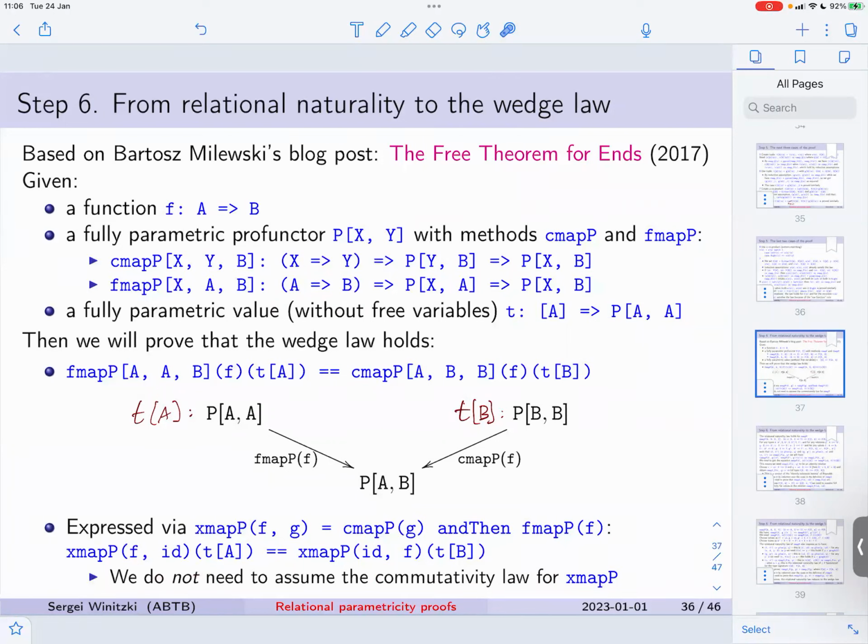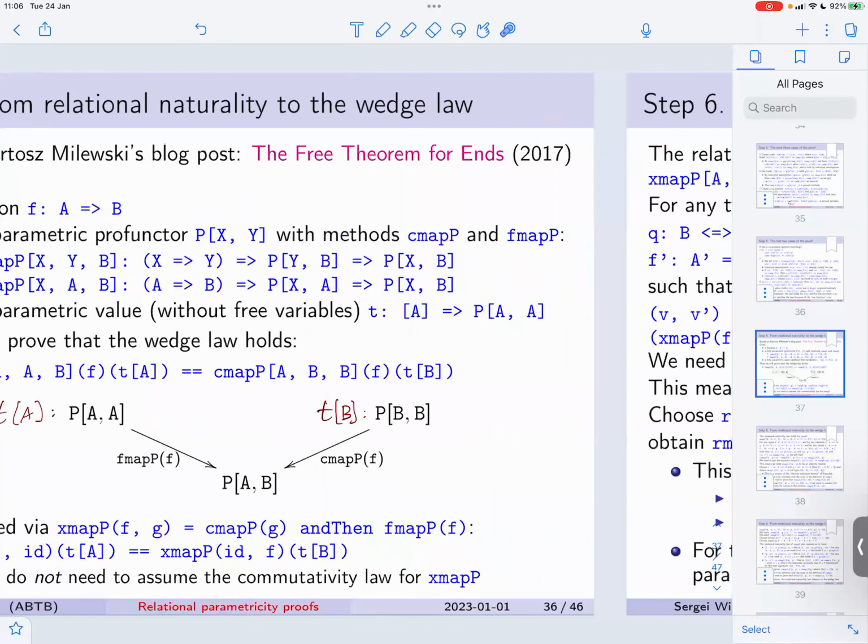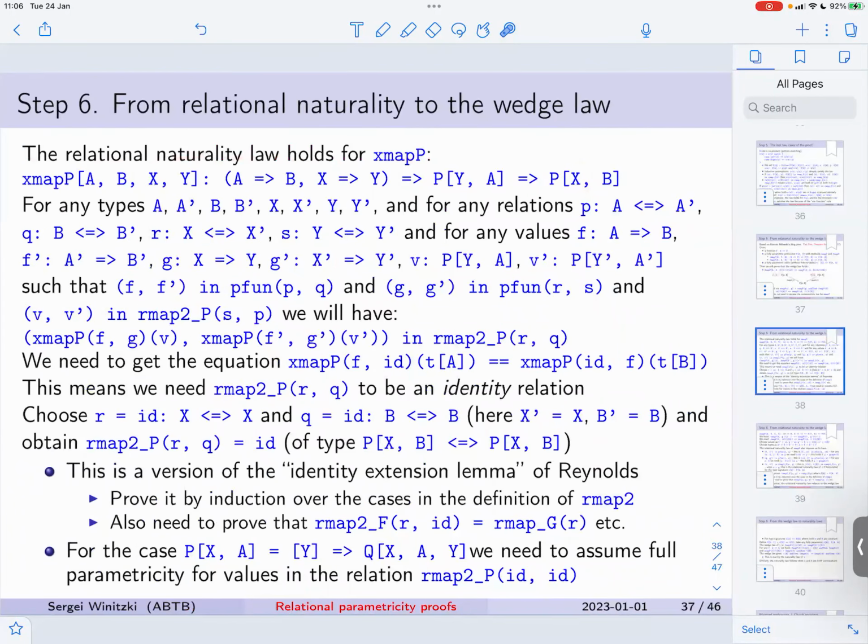So we're not going to assume that. We're just going to say, let X-map be equal to this composition in this order. And it's perfectly fine, because we have these identity functions. We don't need the commutativity law to express our equation in this way. We're just going to say, well, this is this function, which is this particular composition, and it is fully parametric, therefore the relational naturality law holds for this function. So let's write down what it means that it holds for this function.